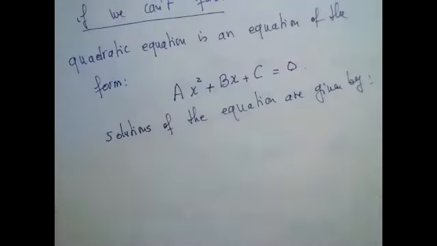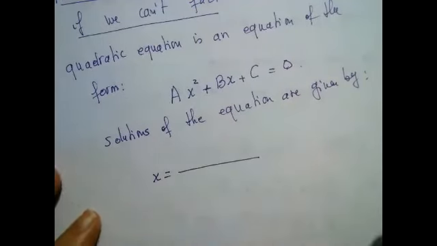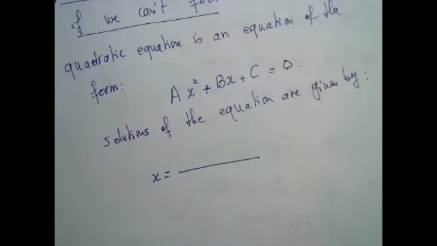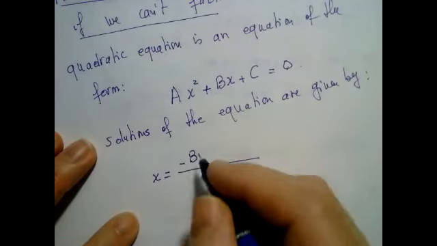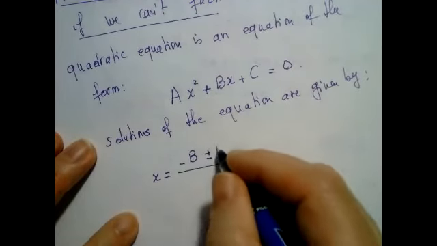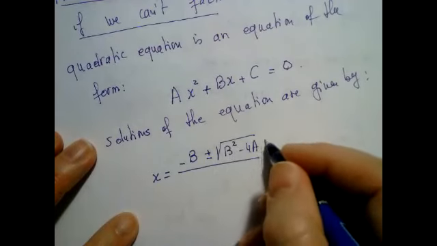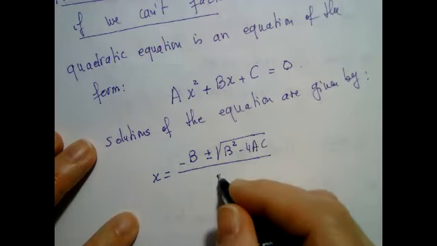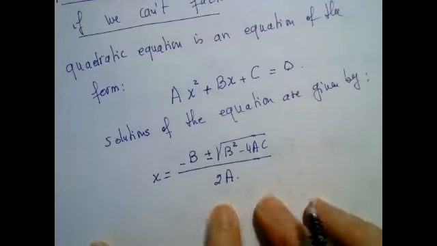The quadratic formula. X equals. Anybody remember this formula? Minus b plus or minus the square root of b squared minus 4ac, divided by 2a. So if we cannot factor, we can use this formula to find the solution.